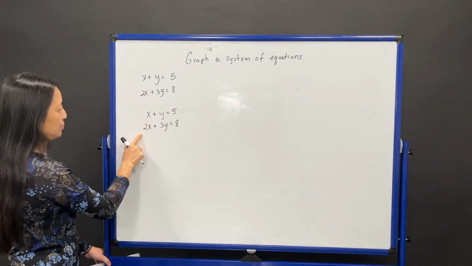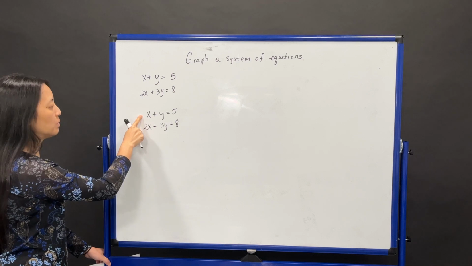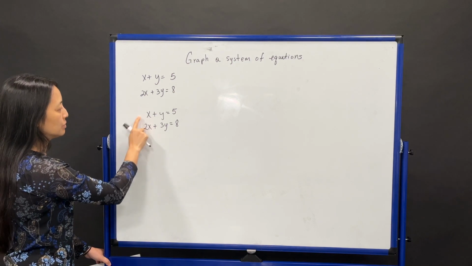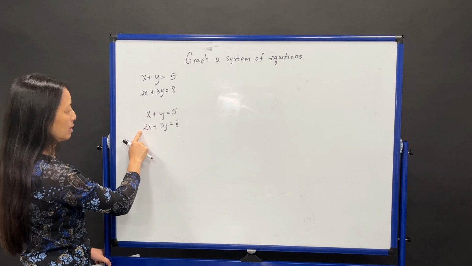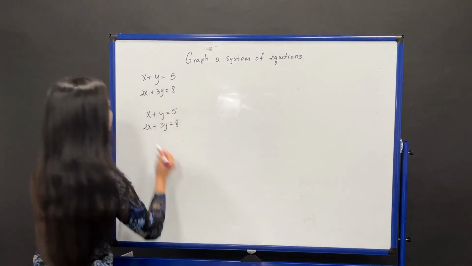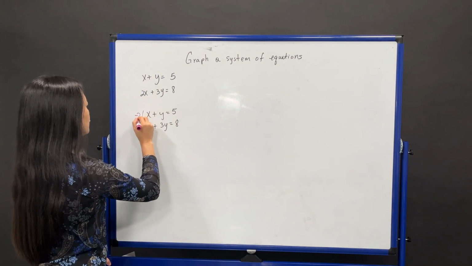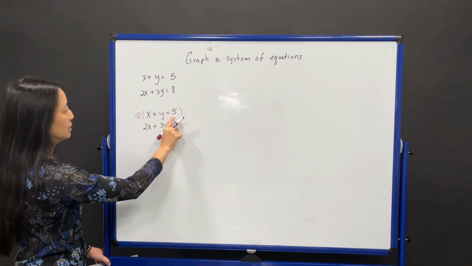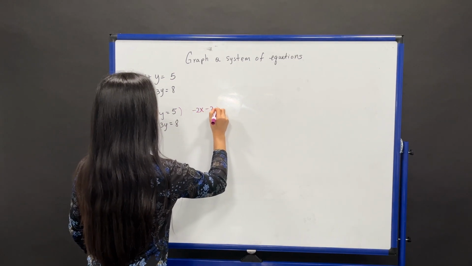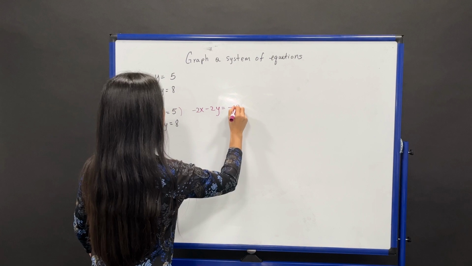We have x and 2x. If we multiply this by -2, this will become -2x. We will add these equations together to eliminate x. So I'm going to multiply by -2 to this entire equation, and we get -2x minus 2y is equal to -10.